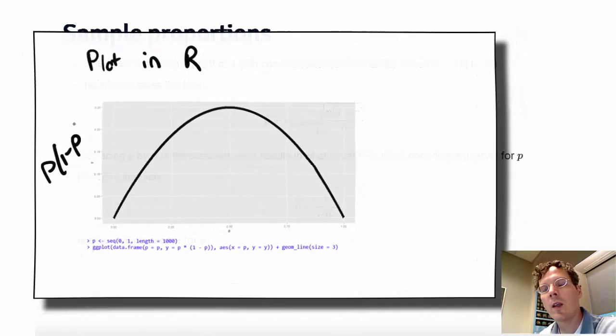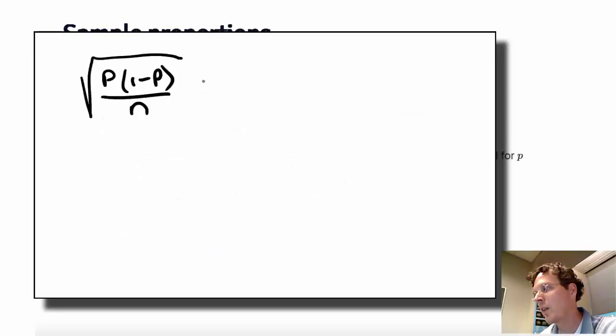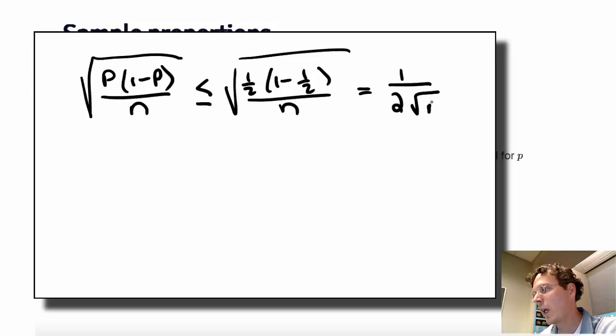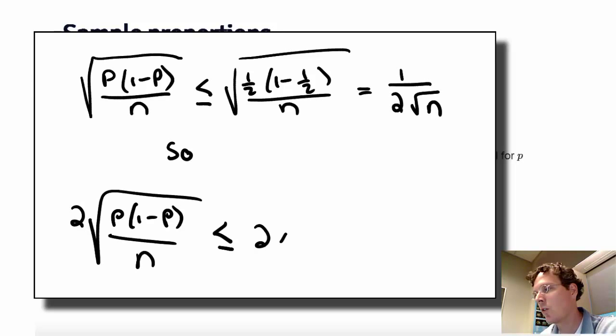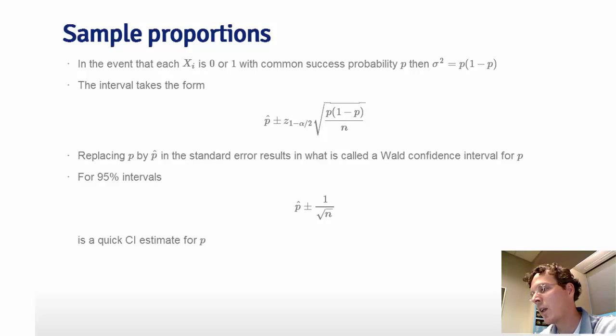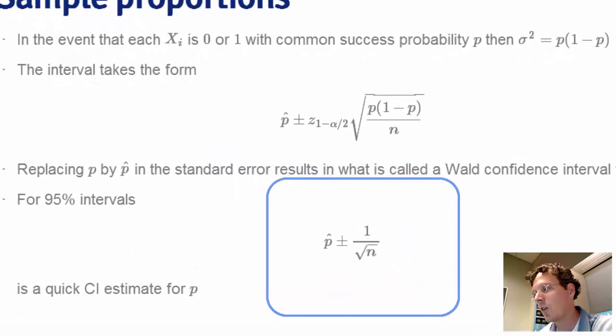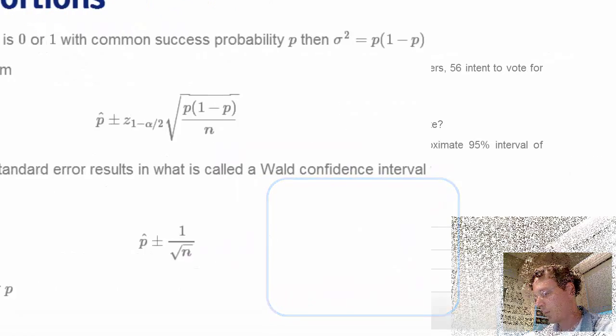It turns out p times 1 minus p is as large as it can be when p equals a half, so that square root p times 1 minus p is 1/2, and when we multiply it times the 2 in the 95% interval, those cancel out, and we get that for 95% intervals, p hat plus or minus 1 over square root n is a very quick confidence interval estimate for p.